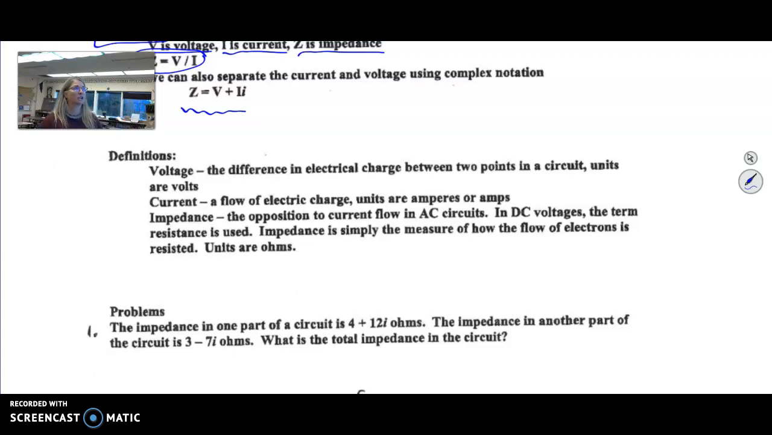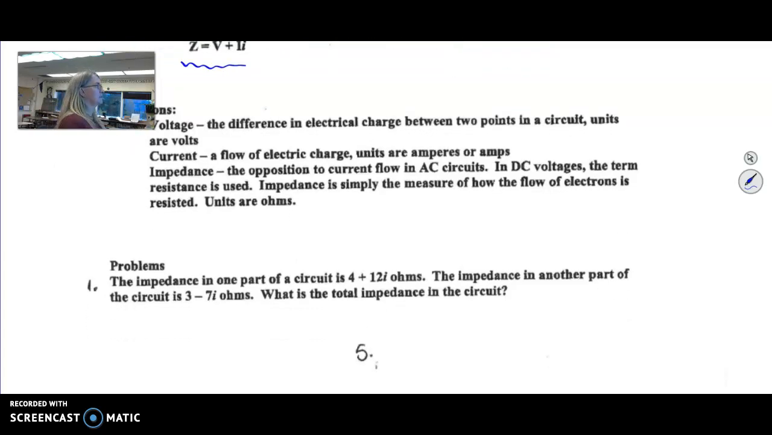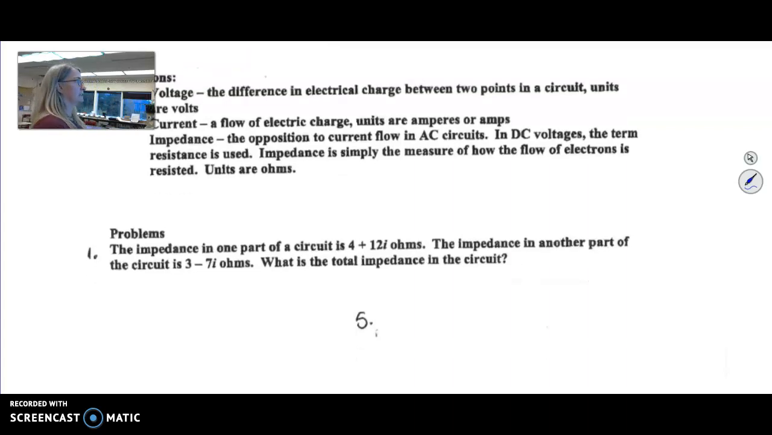Okay, so voltage is the difference in electrical charge between 2 points in a circuit, and the units are volts. The current is the flow of an electric charge, measured in amps. Impedance is the opposition of flow in alternating current, and in DC, the term resistance is used. So basically, it's like when we get our electricity in Seward here from Anchorage, those transmission lines carry very high voltage and current, but then it goes through a process where it's impeded, and then it's at a certain level that we can use in our homes.